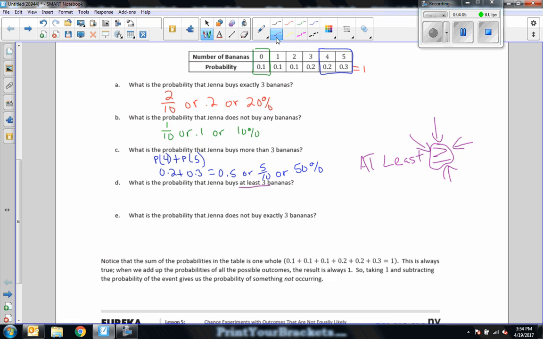Well, what's greater than or equal to 3? 3, 4, and 5. So I'm going to take the probability of getting 3 bananas and add it to the probability of getting 4 bananas plus the probability of getting 5 bananas. So the probability of 3 is 0.2, the probability of 4 is 0.2, the probability of 5 is 0.3. Those add up to 0.7, or 7/10, or 70%.